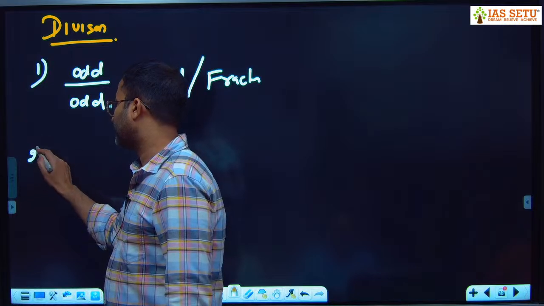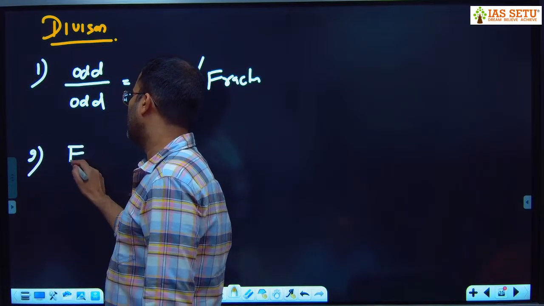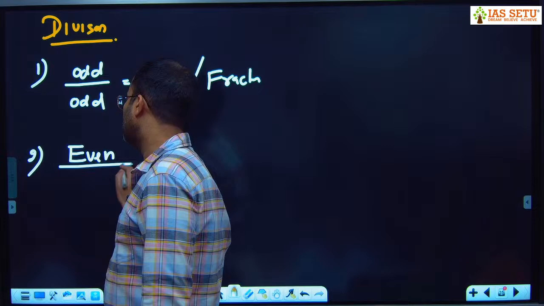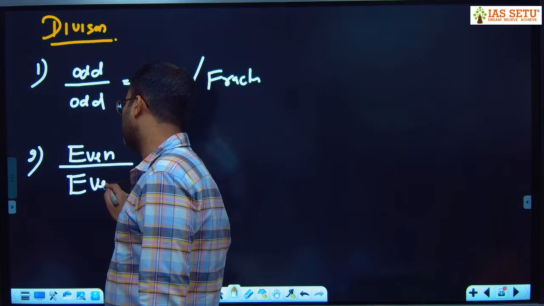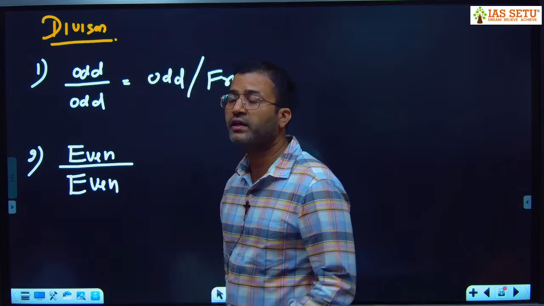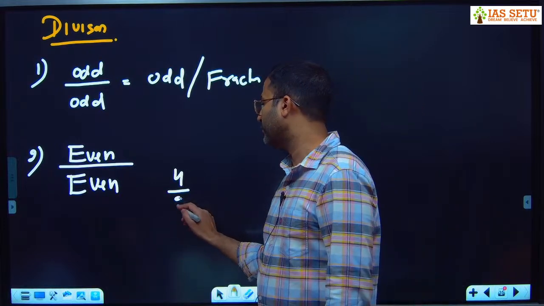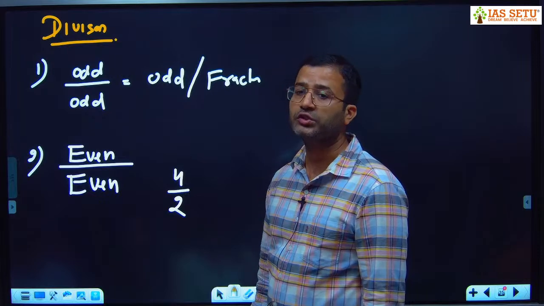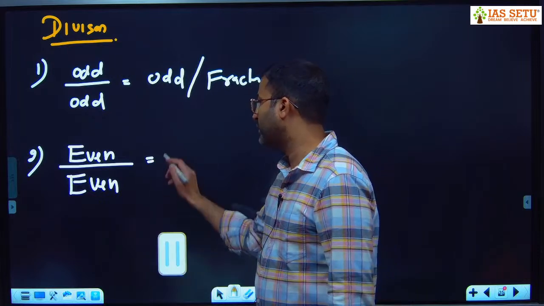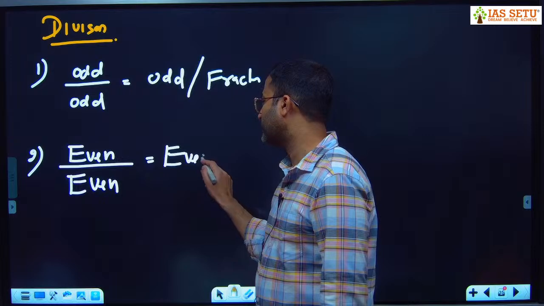Second concept, even number divided by even. Think about some example like 4 by 2. मैं कुछ example दे रहा हूँ. 4 by 2. When you simplify, what you get? 2. What is 2? Even. So one possibility is you get even, and for that the example is 4 by 2.